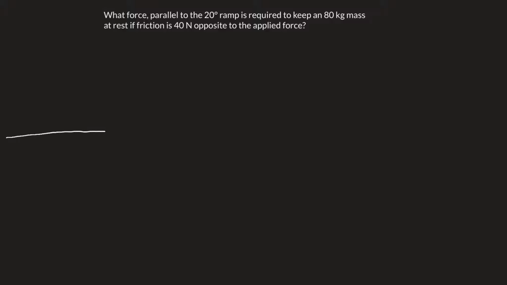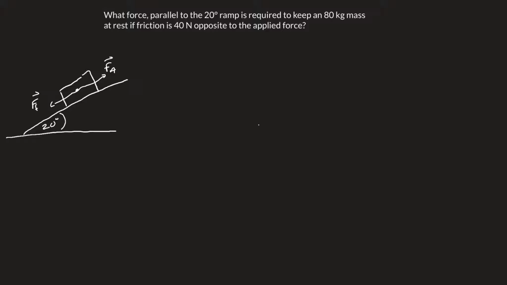So we have our horizontal plane here, and then we have our ramp up like this, and the question states that that's at an angle of 20 degrees. So we then have our object. It's going to look something like this. We have our force of friction. We have our applied force, which is equal and opposite in direction.